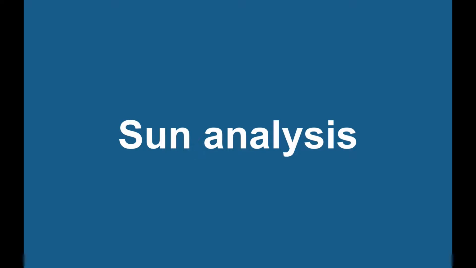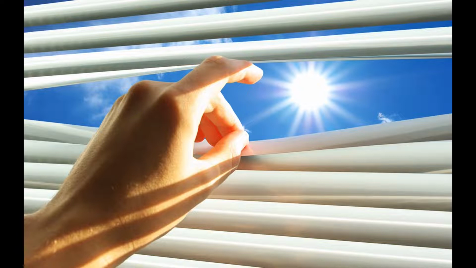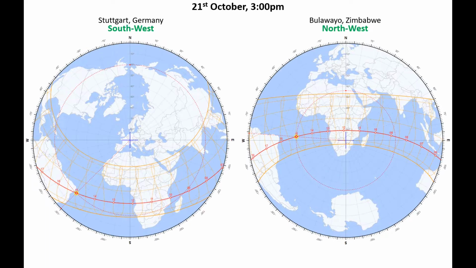Okay, now we go through the sun analysis, meaning that we will analyze how to read the sun and what to do when we know exactly the position of the sun. If we look out of our window, we will see that the sun has a different position in any moment, and even at the same time, from Stuttgart, where we, together with Matthias, are seated, and from Bulawayo, the sun will have a different position.